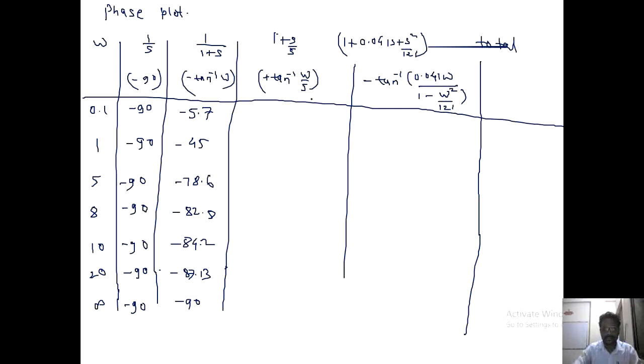Then for plus tan inverse omega by 5 we will get plus 1.14, plus 1.13, plus 45, then 58, here 63.4, 75 and 90, plus 90. All the values are plus.